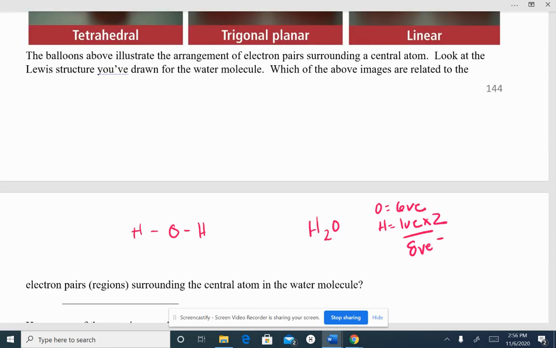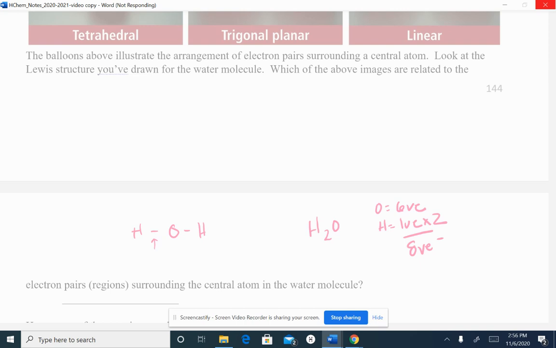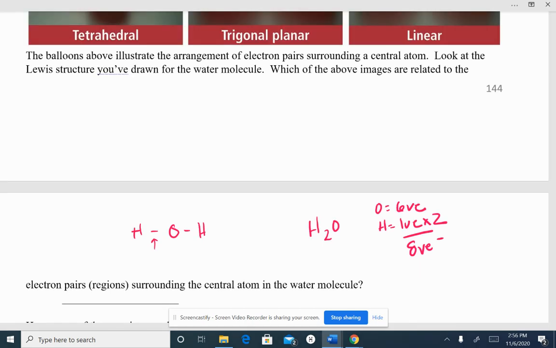Okay, so that used up 4 of my electrons. Okay, that used up 4. Now, hydrogen is already satisfied, but oxygen only has 4 electrons, so it needs 4 more. So I'm going to put 4 more there to satisfy oxygen's octet.